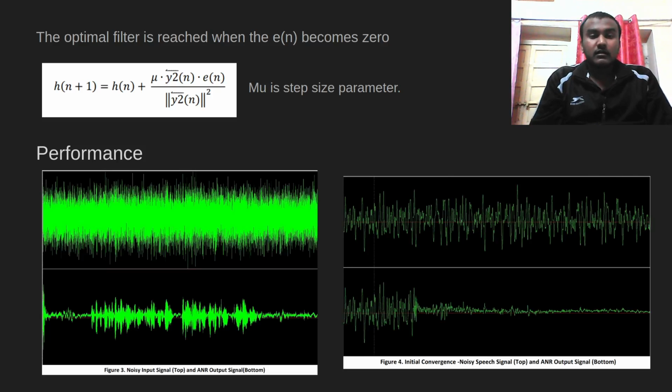So I have shown the algorithm that is used in this particular type of noise cancellation. This is the filter. The optimal filter is reached when En becomes 0. Here mu is the step size parameter.